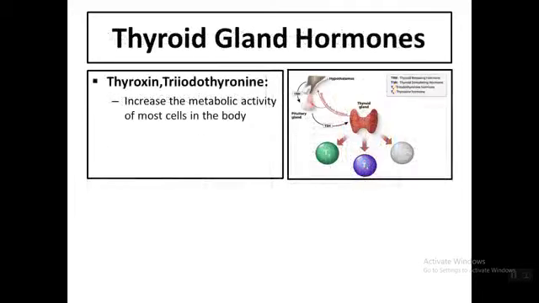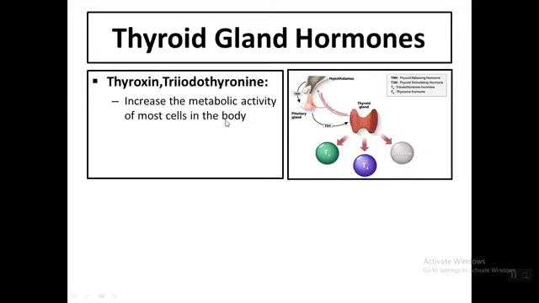What are the secretions, or what are the thyroid gland hormones? It has two types of hormone: thyroxine and triiodothyronine. These hormones will increase the metabolic activity of most cells in the body.